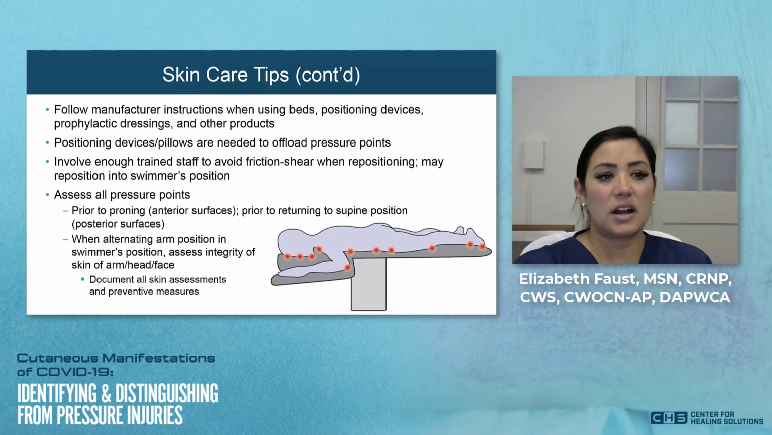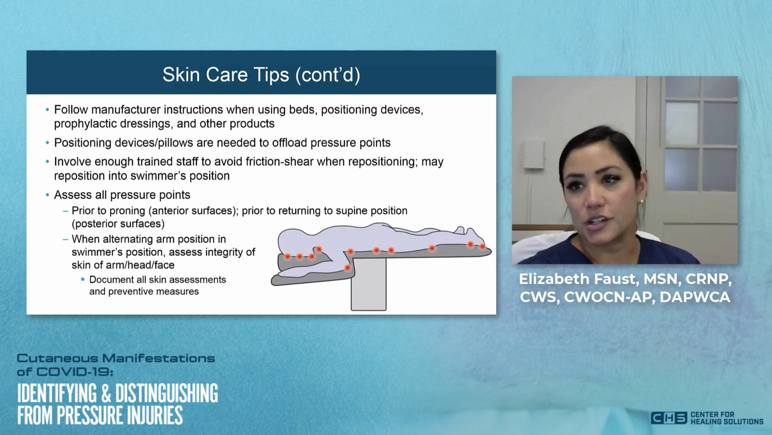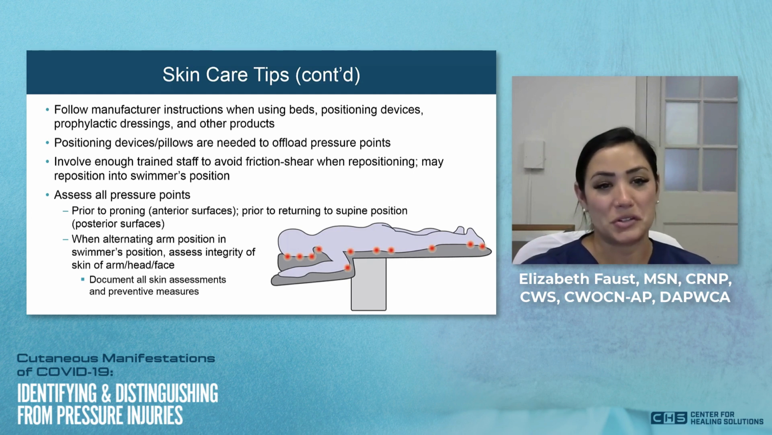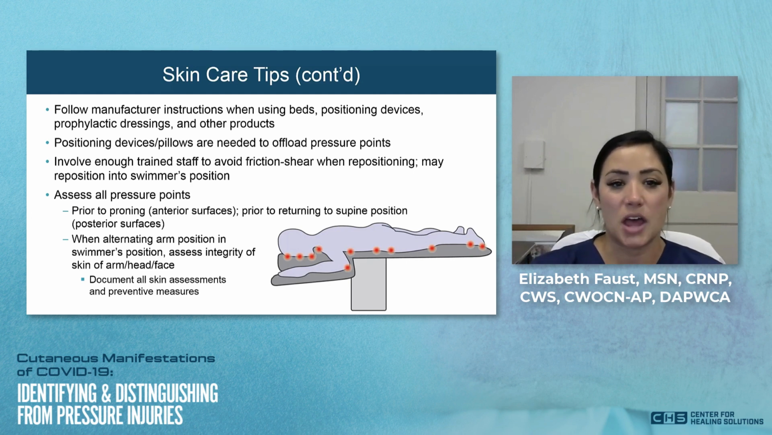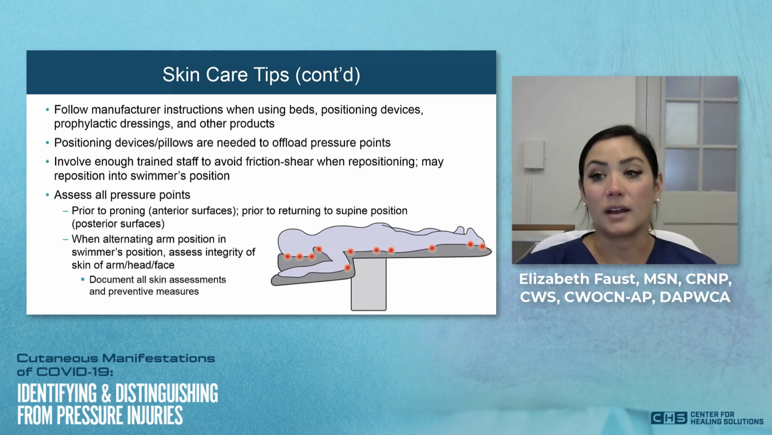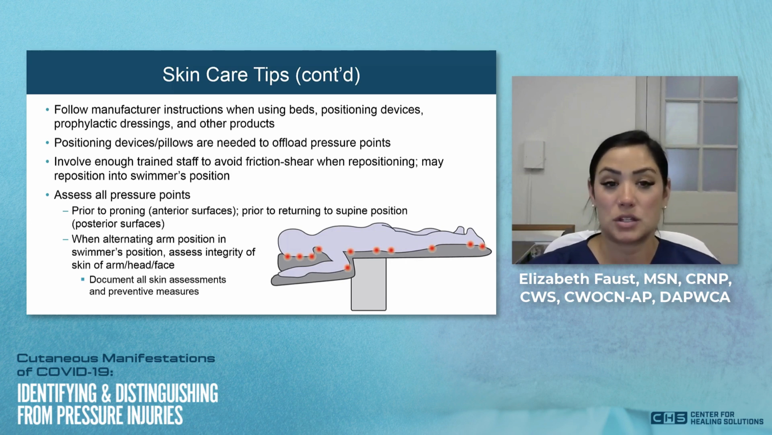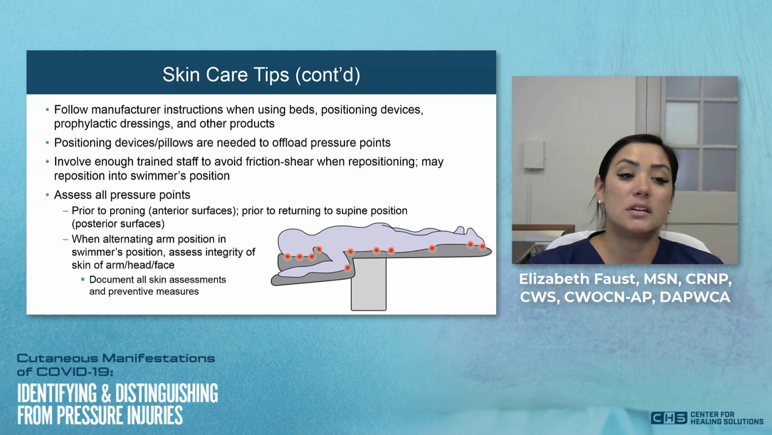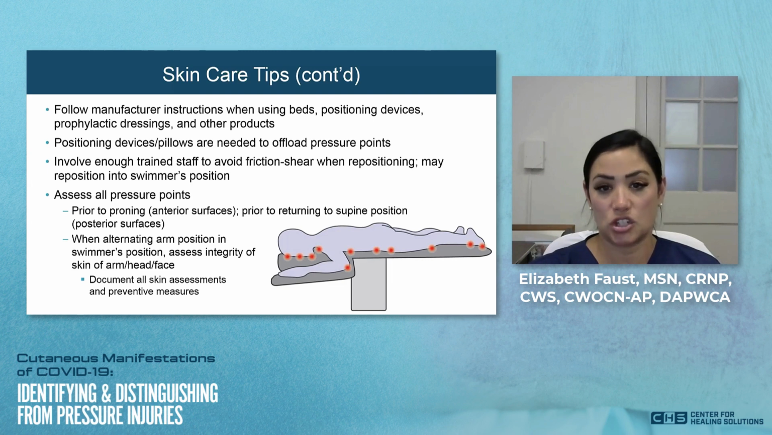Some additional skincare tips: follow the manufacturer instructions always when using beds, positioning devices, prophylactic dressings, and other products. Position devices and pillows are needed to offload the pressure points. So don't walk into a prone room and only have 2 pillows because patients will likely need 5 or 6. Involve enough trained staff to avoid friction and shear when repositioning.